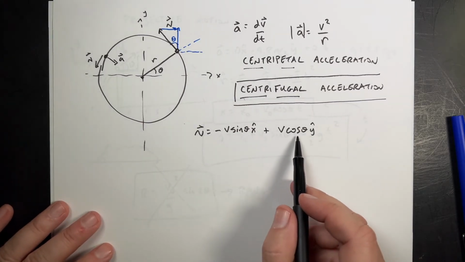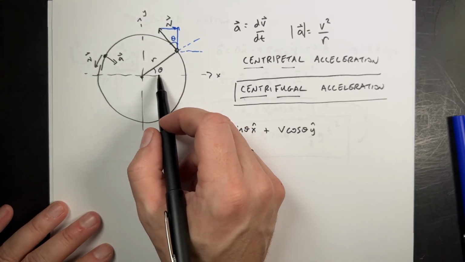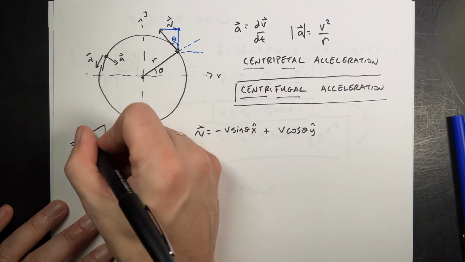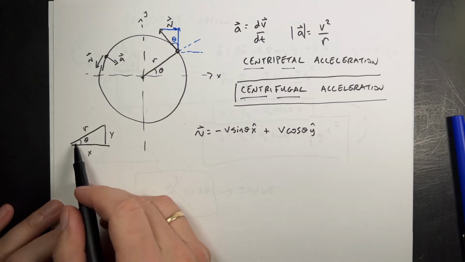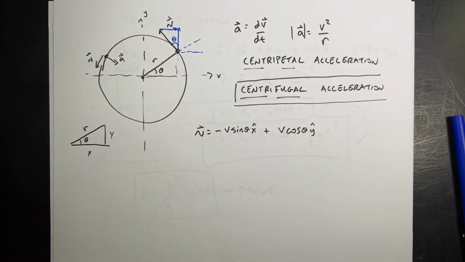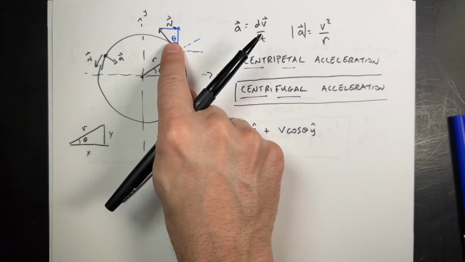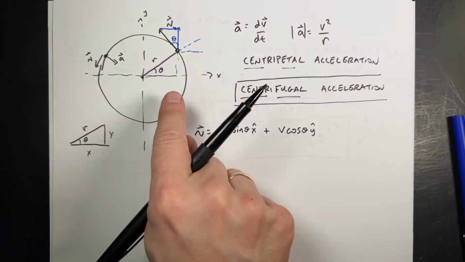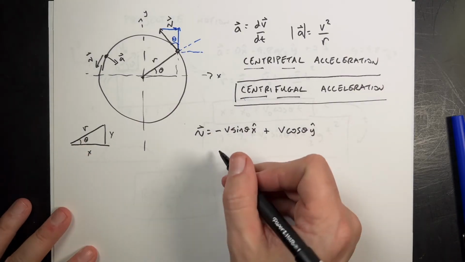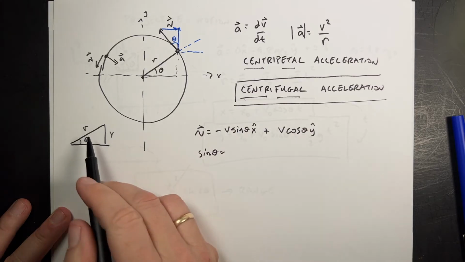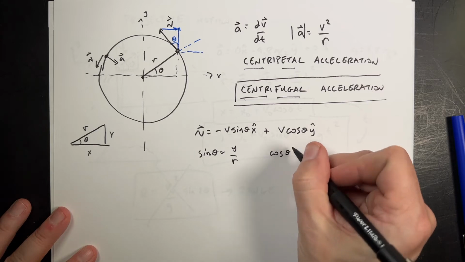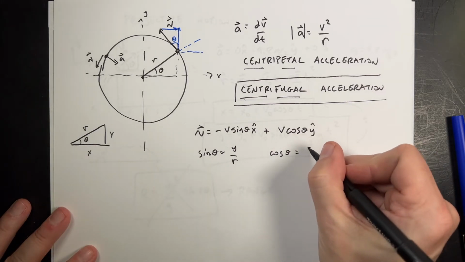I can get sine and cosine of theta by looking at this triangle. Since that's the same triangle, if this triangle right here has the same angle, remember sine is just a ratio of sides. A right triangle with the same angle has to have the same ratio of sides. So sine theta is equal to opposite over hypotenuse, which is y over r. And cosine theta is adjacent over hypotenuse, which is x over r.